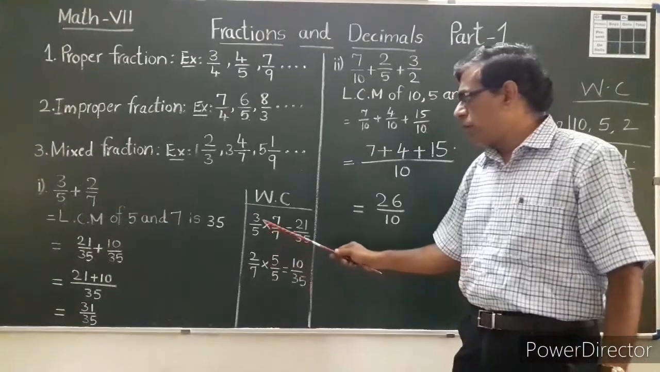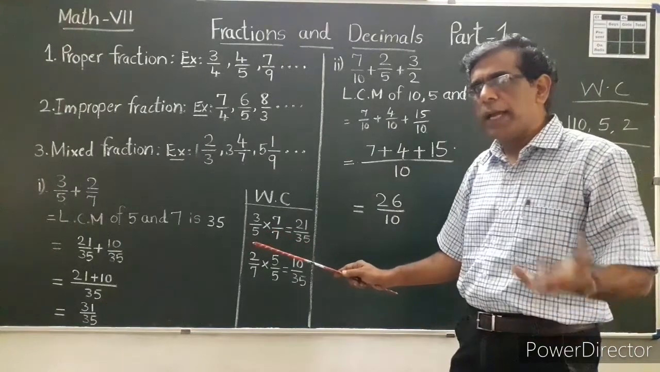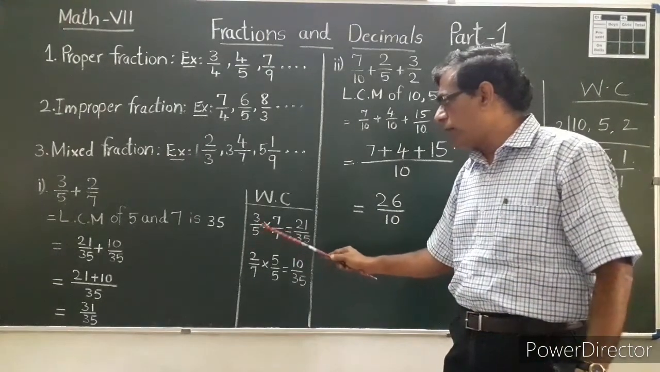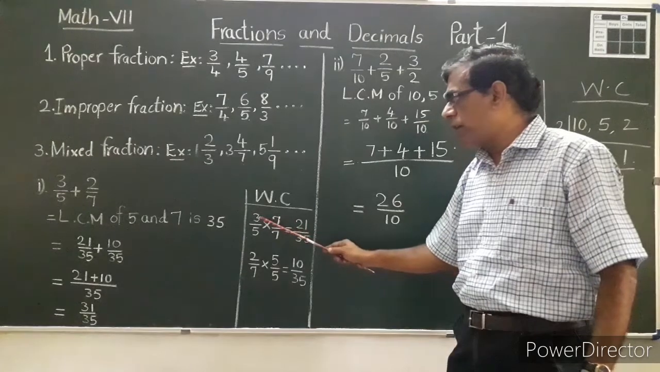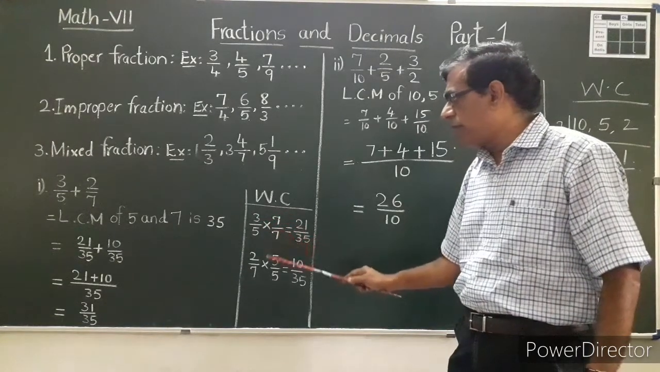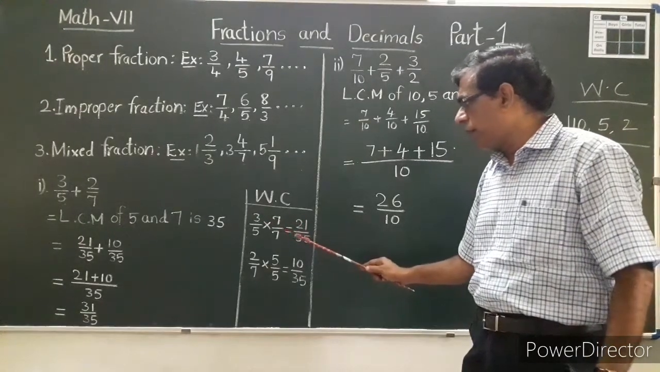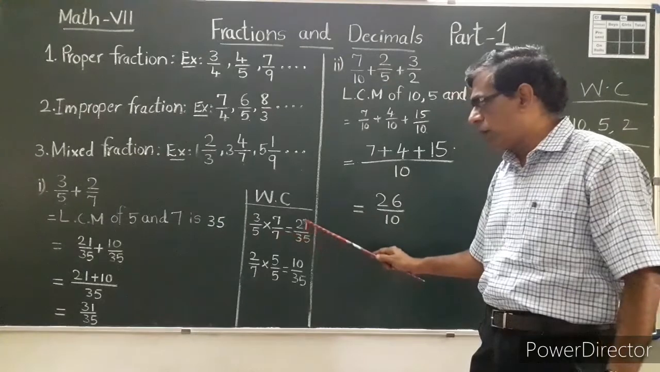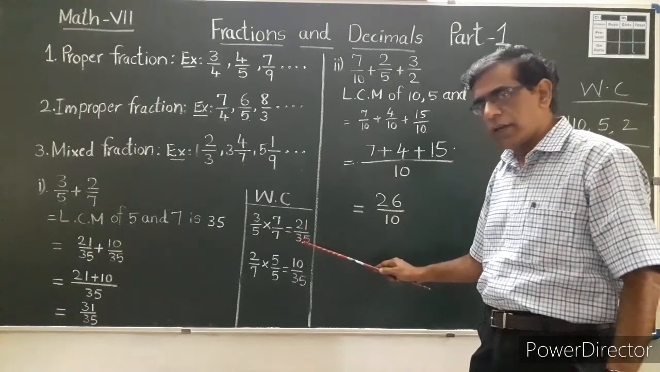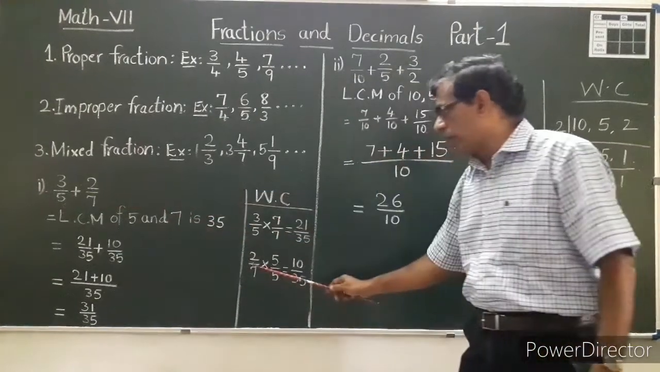So for 3 by 5, I will multiply and divide by 7. I will multiply both numerator and denominator by 7: 3 by 5 into 7 by 7, that is equal to 21 divided by 35.